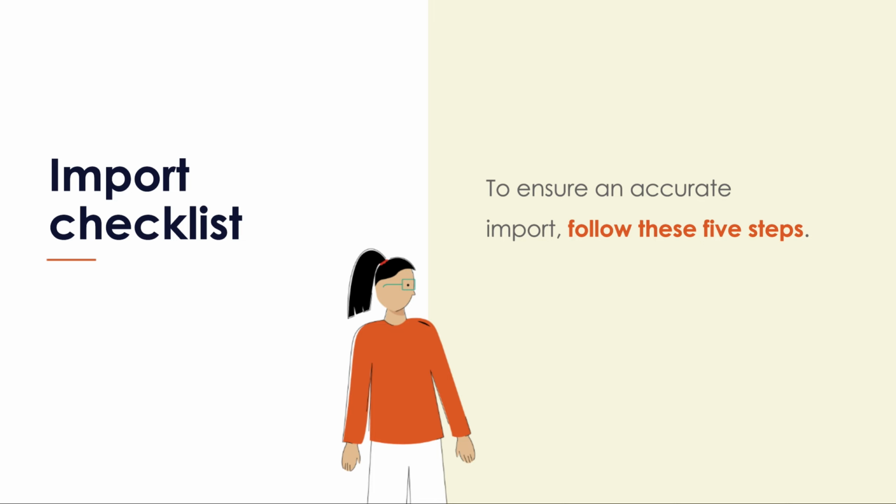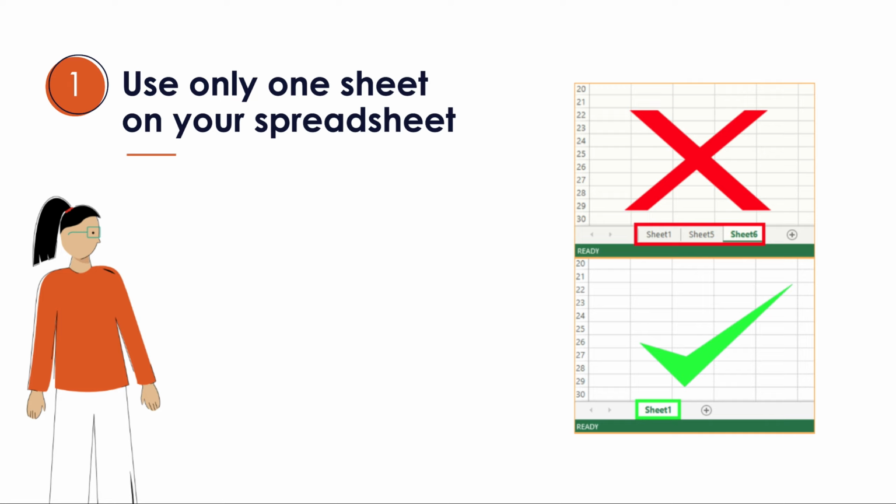When it comes time to import your information, we can either follow the import checklist that's linked in the handout, or we can follow these 5 steps. Step 1. Only use one sheet on your spreadsheet. Many spreadsheets often open with multiple sheet options, but you really only need one to import your data to Wild Apricot. Try and delete the others and make sure that all of your information is in the same sheet.